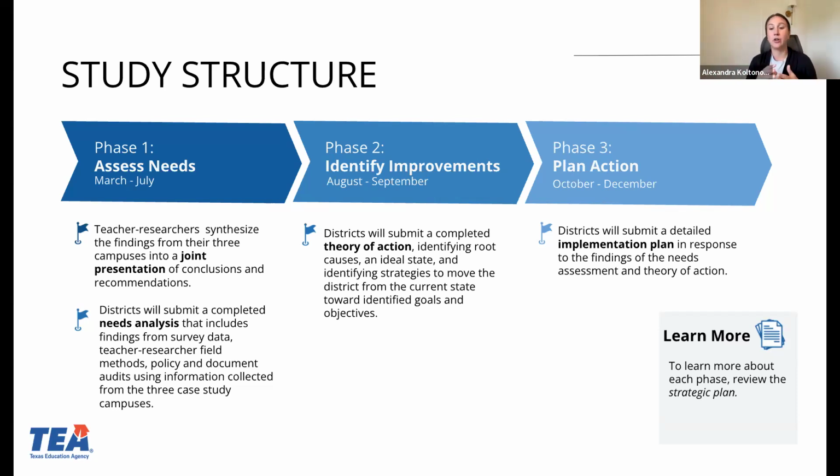The theory of action really outlines that whole thing of this is where we're at, what we're going to do, and how we're going to get to that ideal state. So that's the brunt of phase 2.